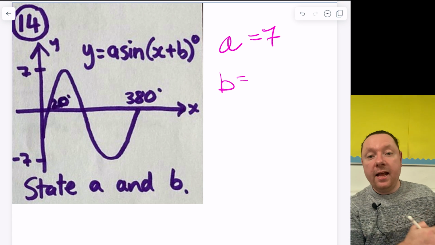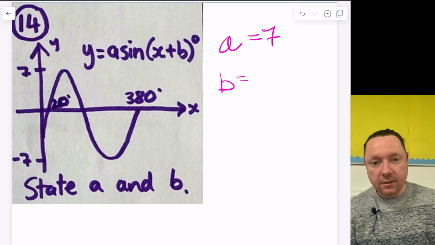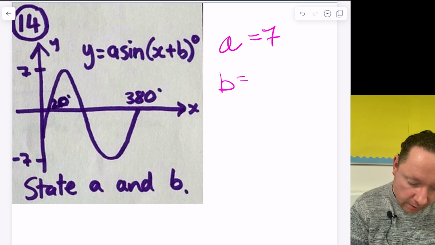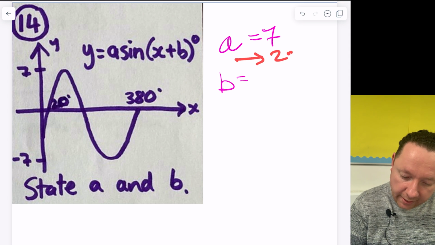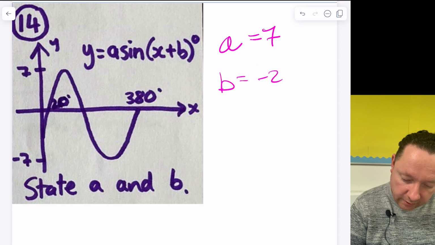B equals... It's a shift to the left or the right when it's in brackets here. If it's plus, it's to the left. If it's minus, it's to the right. It's opposites, yeah? So let's have a look. Usually sine starts here and it's shifted to the right by 20. So it's a shift to the right by 20, which means it's negative. So B is minus 20 degrees.